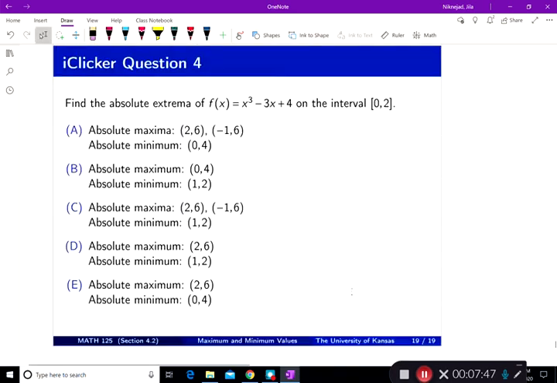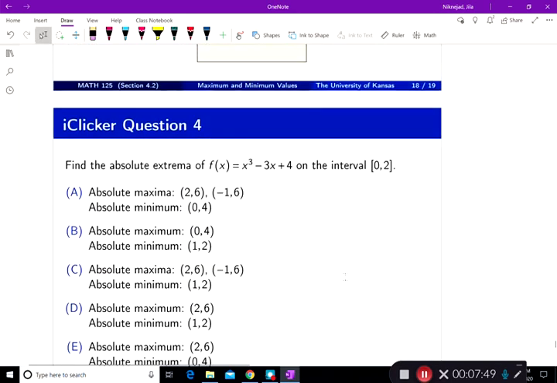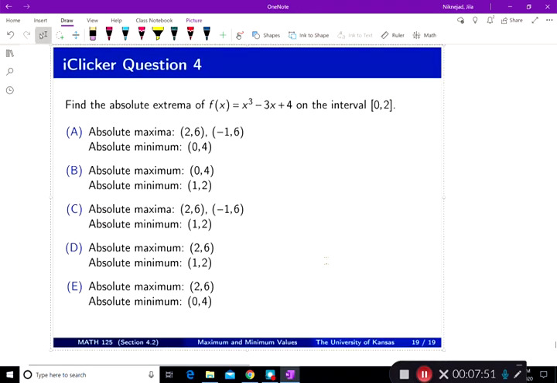Now it's time for a last iClicker of this section. iClicker question 4 of 4.2. Find the absolute extrema of f of x equal to x to the power 3 minus 3x plus 4 on the interval 0 to 2. So please pause and solve the problem, and then we get back to it.